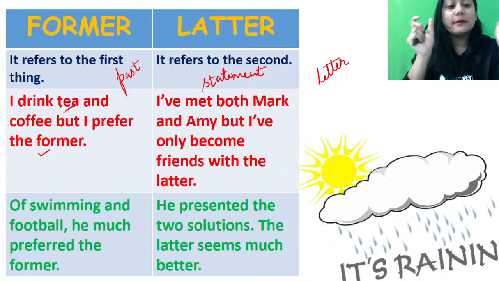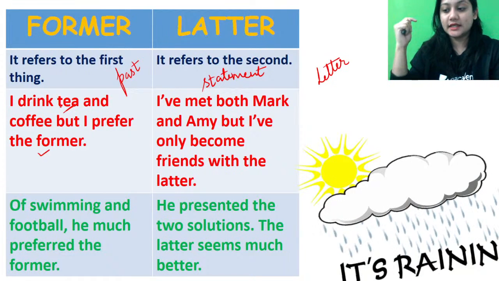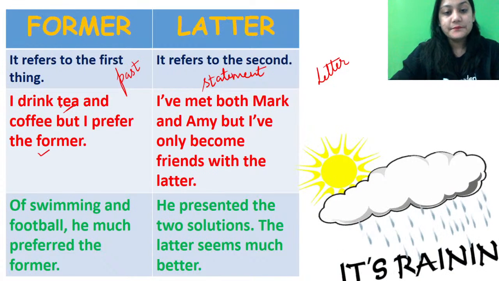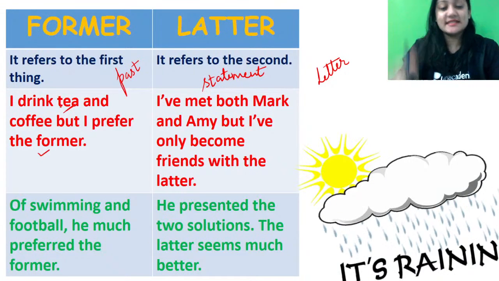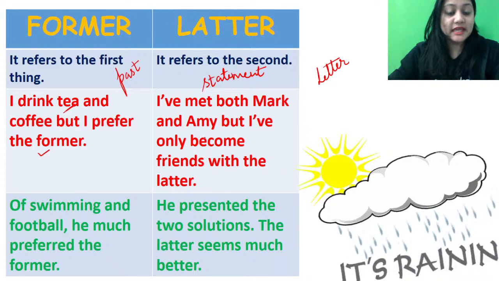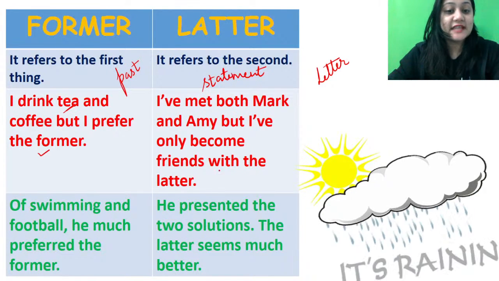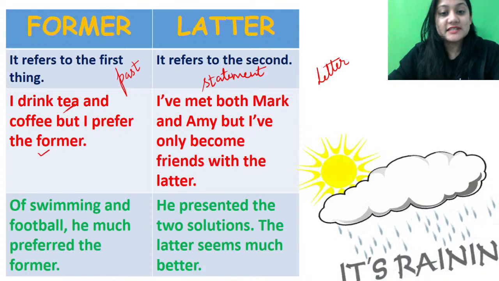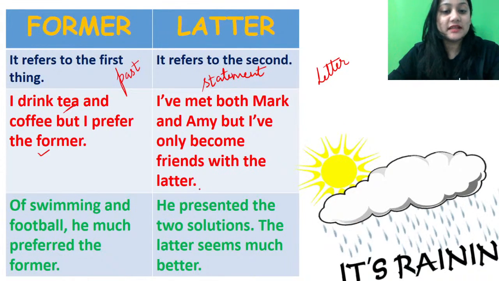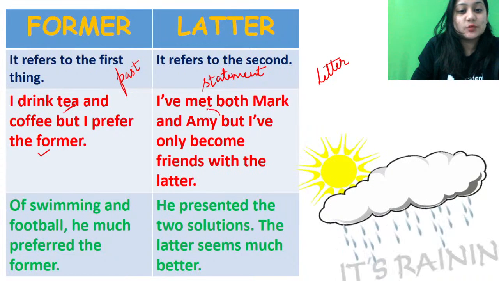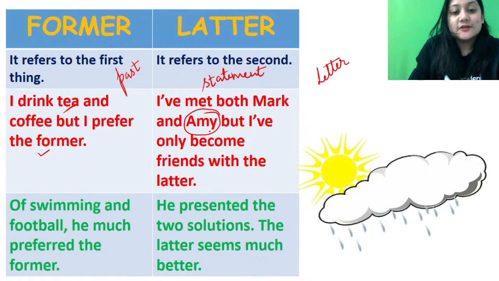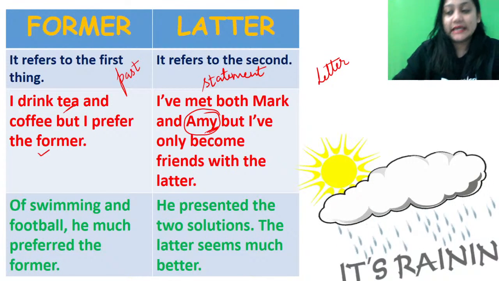तो मैंने tea ना बोल के उसको former indicate किया. Clear? That is former. The next one is latter, which means the second one, the last one maybe. I have met both Mark and Amy, but I have only become friends with the latter. So obviously I met both Mark and Amy, but then I became friends only with the latter. That means I became friends with Amy, क्योंकि ये second है, ये last में mention है इन दोनों के name में. So that means I became friends with Amy.